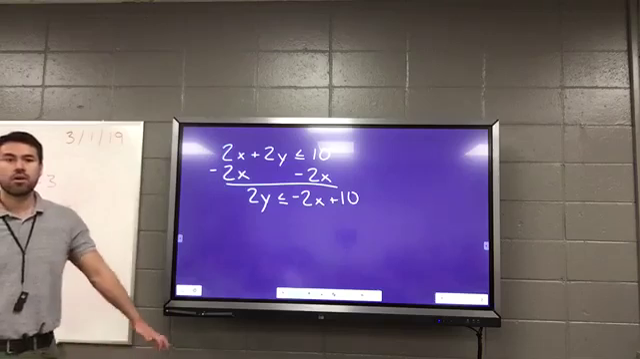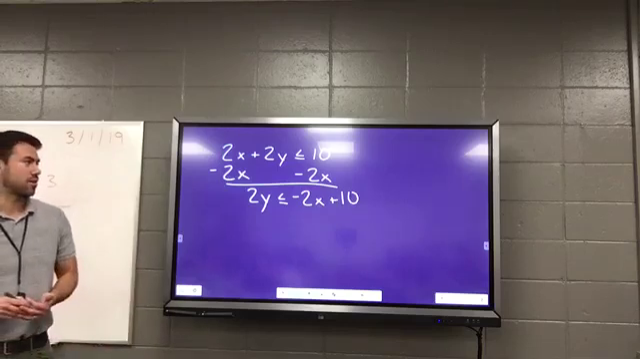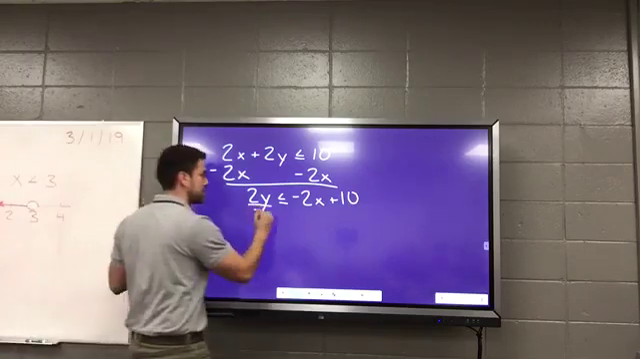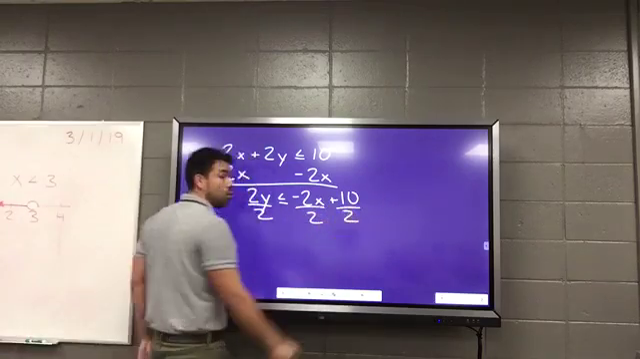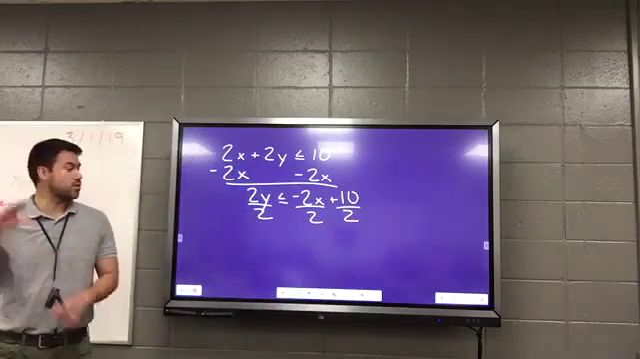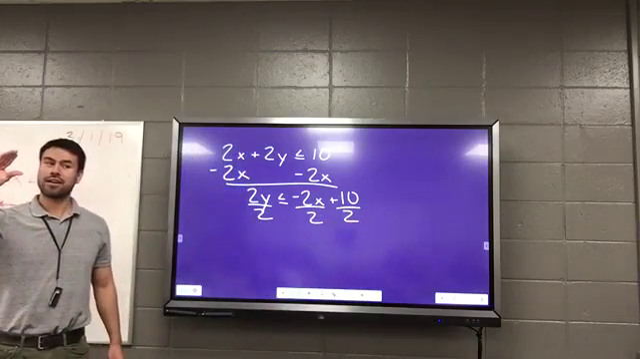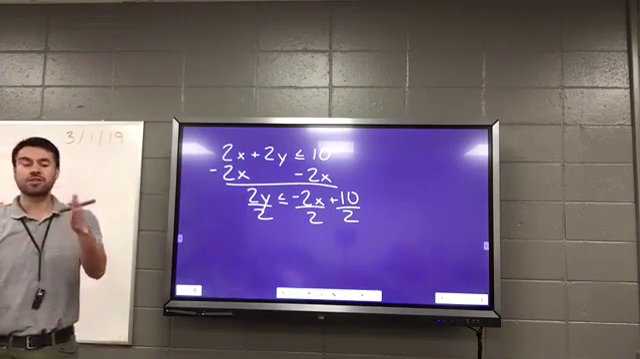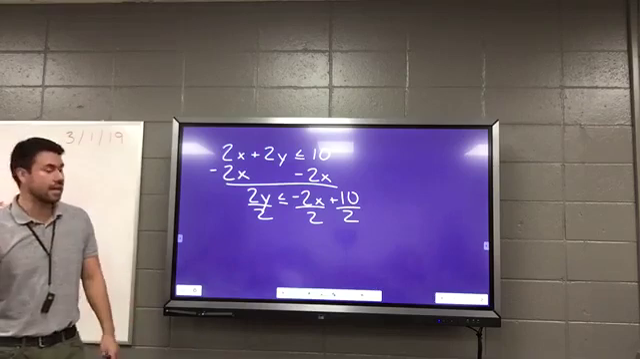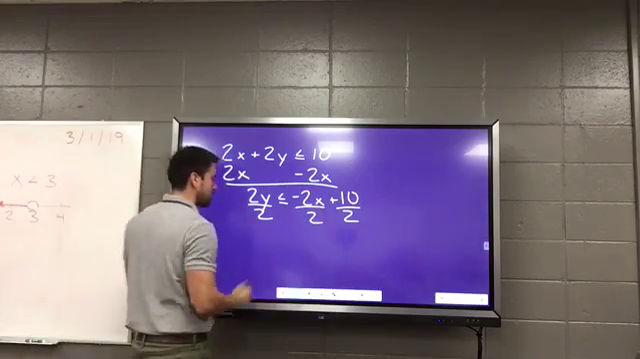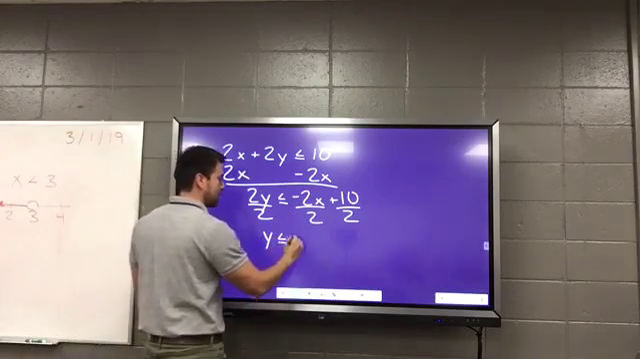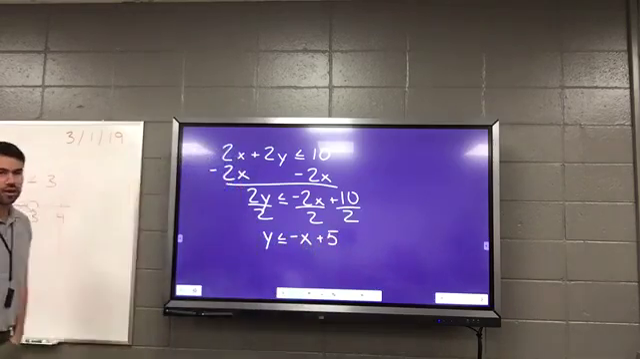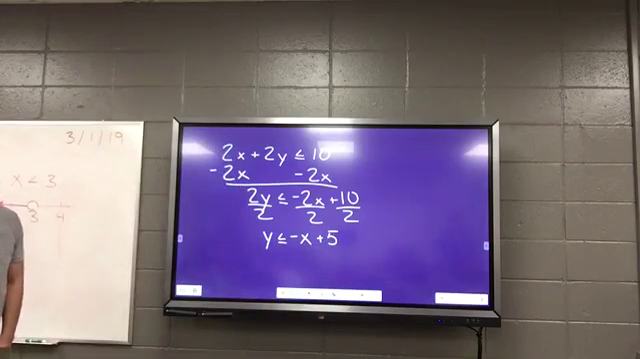Good. Sam, what do I do here? You divide everything by 2. Everything gets divided by 2. I divided both sides by 2, so what do I do with that inequality? Keep it, because what do you have to divide by to make it switch? A negative. So if it wasn't a negative, you just keep it the same. All right, so I get negative x plus 5, or negative 1x plus 5. All right, graph that. 5 by 5 is fine.